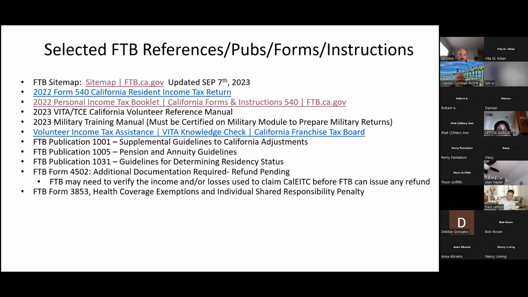So the form 4502 goes out, and that means your taxpayers may not get that refund straight away in late January or early February until additional documentation is obtained. And that's pretty typical. I've seen that a lot. Different types of letters go out by the state of California.